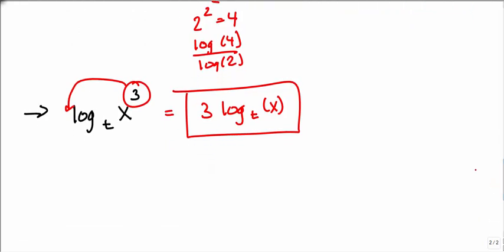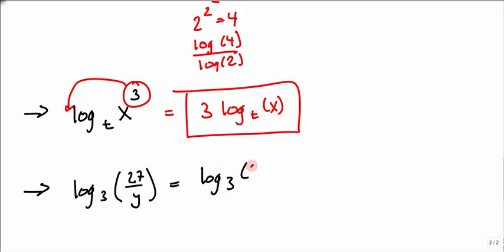Now this homework set is pretty long, I think it's 40-some questions, but most of them are pretty quick little questions like these. Let's look at log base 3 of 27 over y. This is a quotient. The log of a quotient is the difference of the logs.